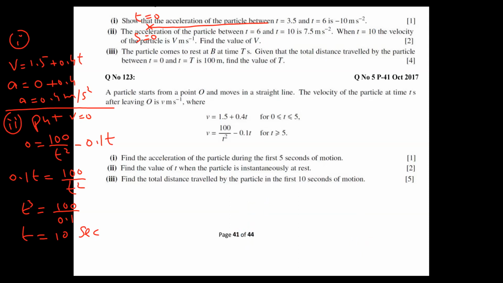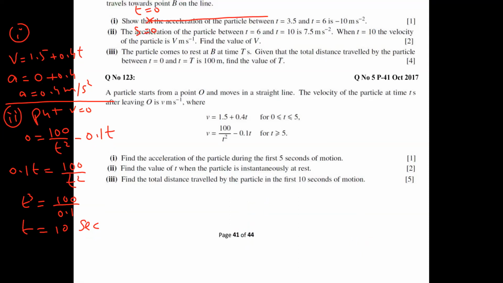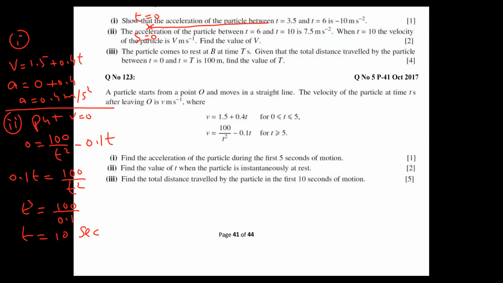I'm going to do it. Last part, get ready for it. So the third part is what technique I will do. So distance is actually equal to the integral from 0 to 5, and I will use this expression: 1.5 plus 0.4 t dt, must write plus.